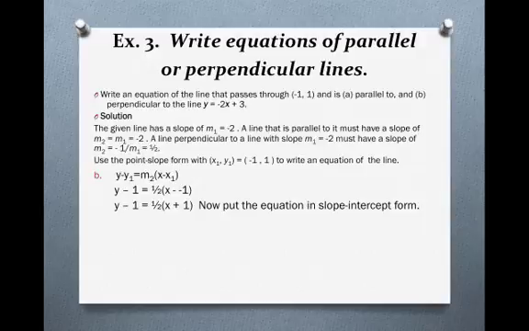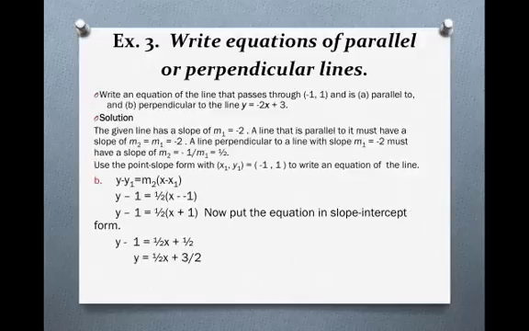Now we're going to put the equation in slope-intercept form. So that means we're going to need to distribute that 1/2. And so we get y minus 1 equals 1/2 x plus 1/2, and then we add 1 to both sides. 1/2 plus 1 is the same thing as 1/2 plus 2/2, which gives us 3/2. So our final answer is y equals 1/2 x plus 3/2. That is an equation of a line that passes through (-1, 1) and is perpendicular to our reference line of y = -2x + 3.